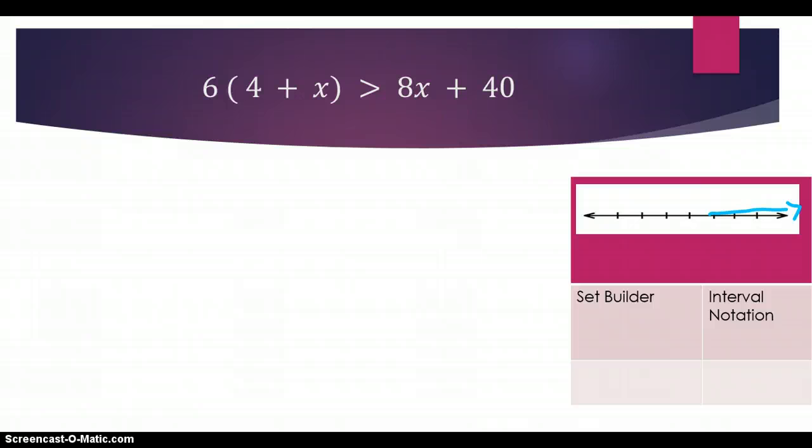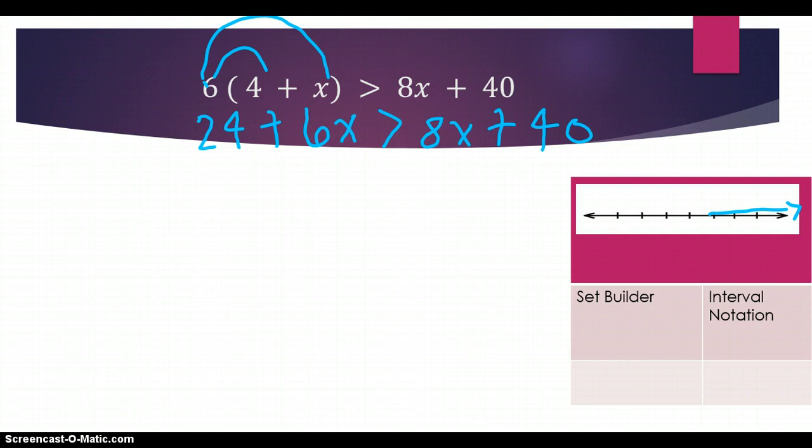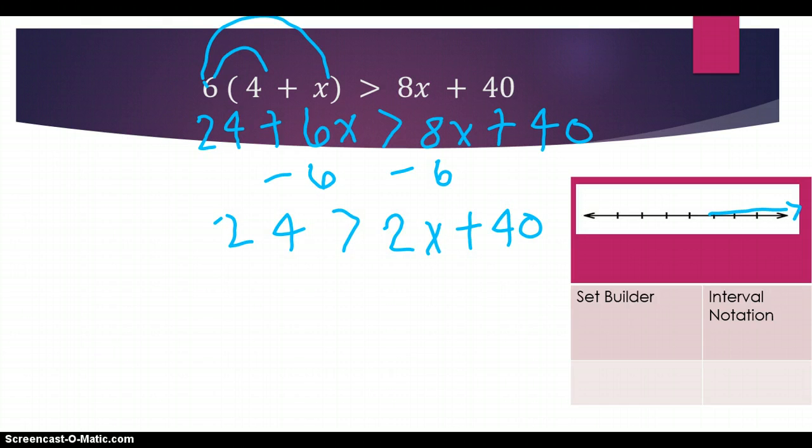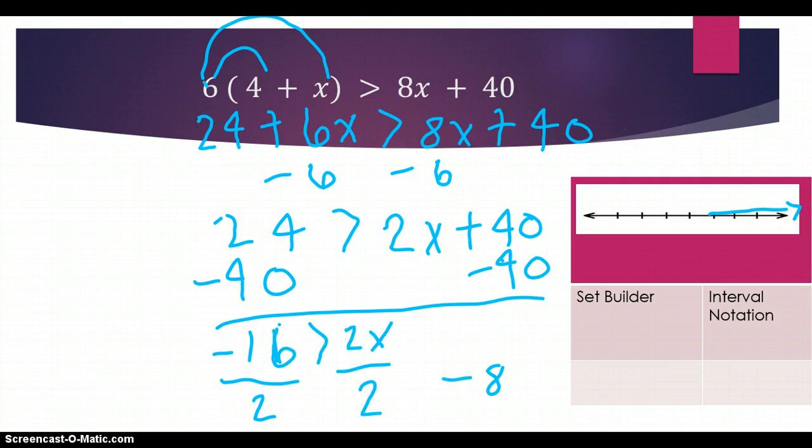6 times the quantity of 4 plus x is greater than 8x plus 40. First, I distributed the 6 to the 4 and the 6 to the x. I got 24 plus 6x is greater than 8x plus 40. And then I subtracted 6 from both sides and got 24 is greater than 2x plus 40. And then I subtracted 40 from both sides and got -16 is greater than 2x.